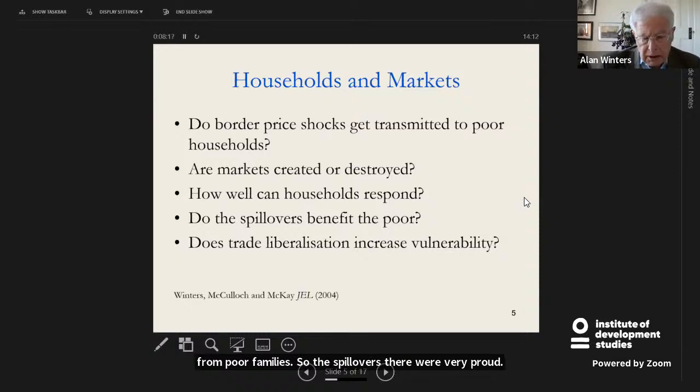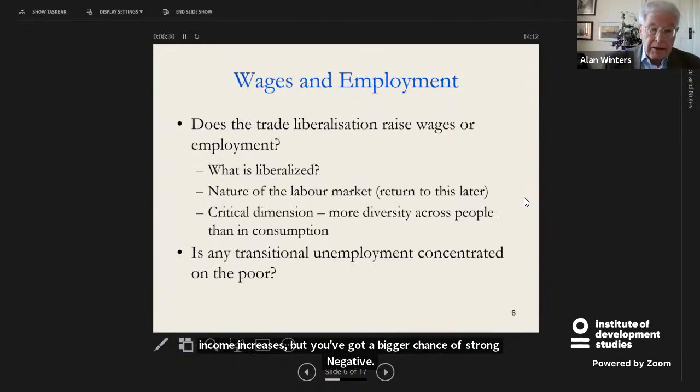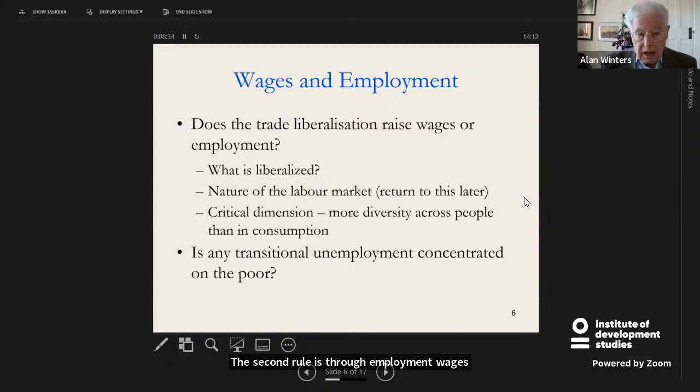And then you can also start to worry about, say, does trade liberalization increase vulnerability? Maybe average income increases, but you've got a bigger chance of strong negative shocks. The second route is through employment, wages and employment.